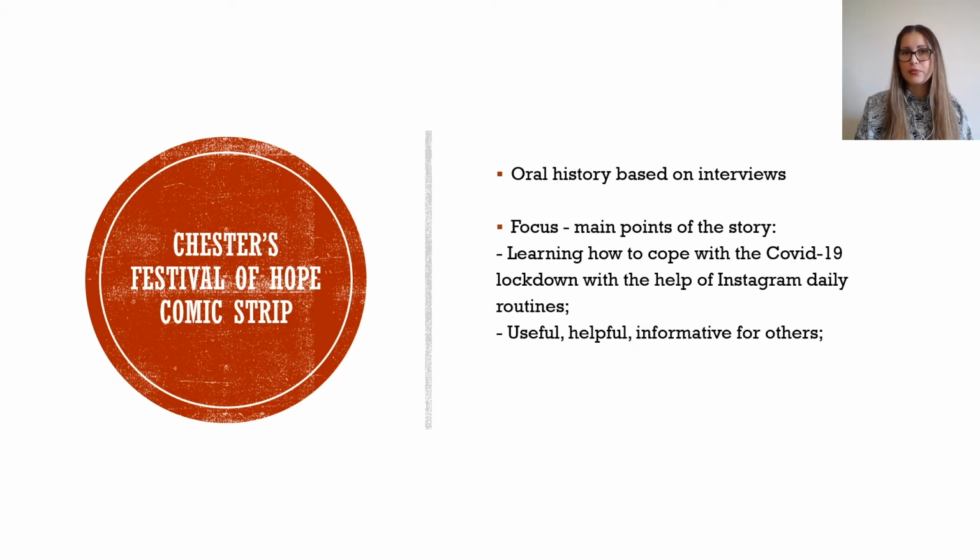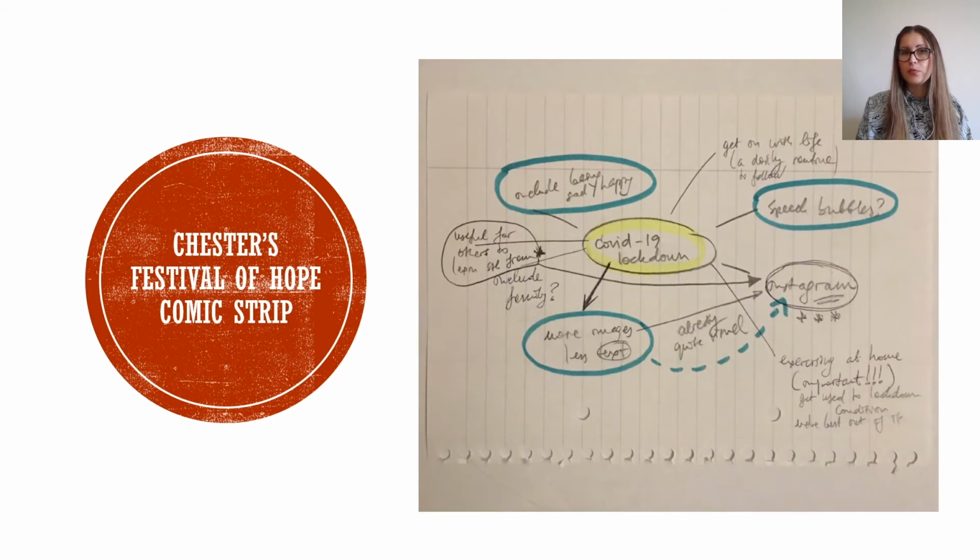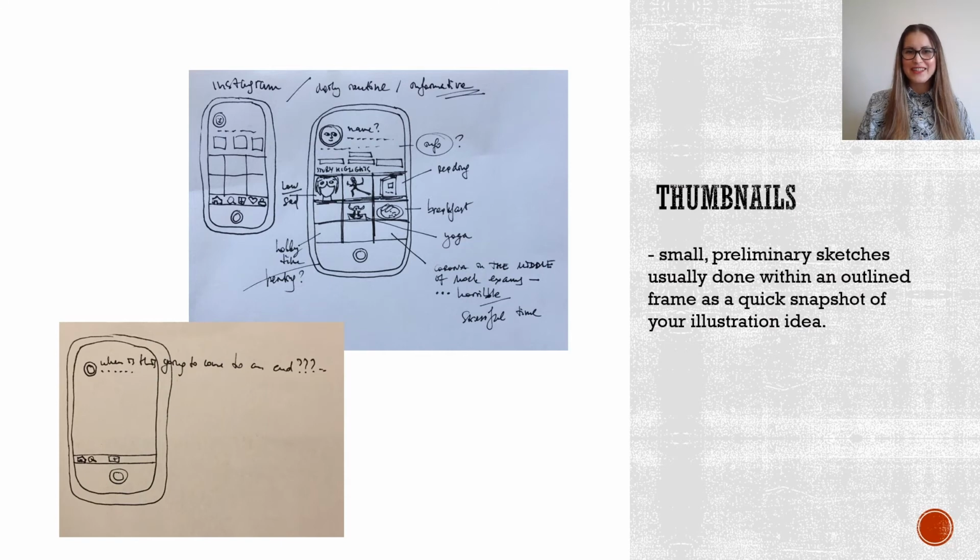The next step was idea generation, brainstorming, and mind mapping, which helped me decide on what to include in and what to exclude from the comic strip, and how to present the information. This was followed with research, looking at references, for example, how an Instagram page actually looks like on a phone. And finally, the creative making process can begin.